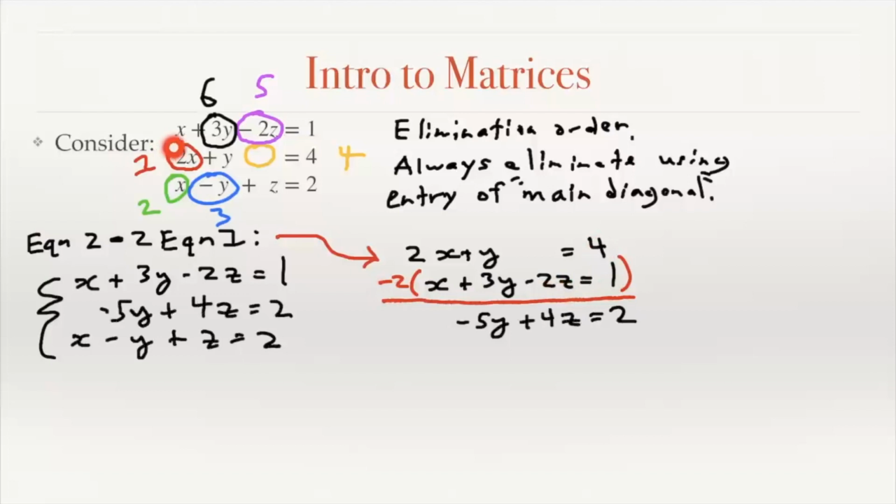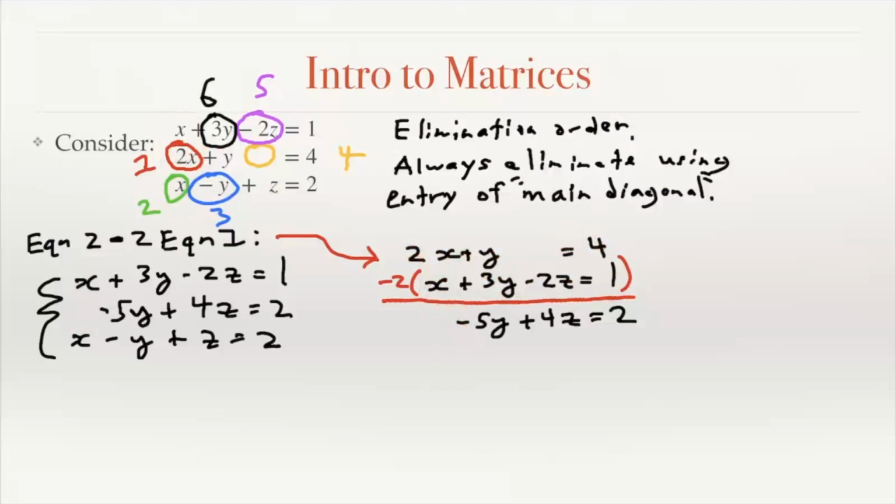So at each of these steps, that's what we mean by eliminating. And we do it in that way, always using the entry of the main diagonal, adding or subtracting the main diagonal from the equation that we want to modify in such a manner as to eliminate the thing that we want to eliminate. In this case, to eliminate the 2x, we had to subtract that x. So we did this. And then we can continue.